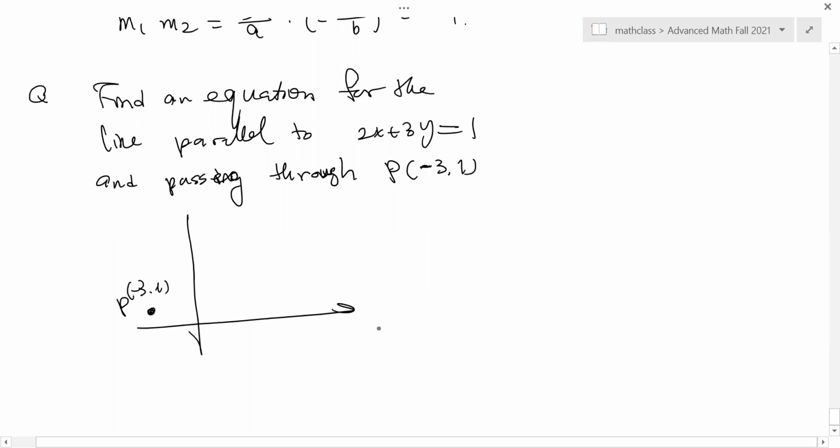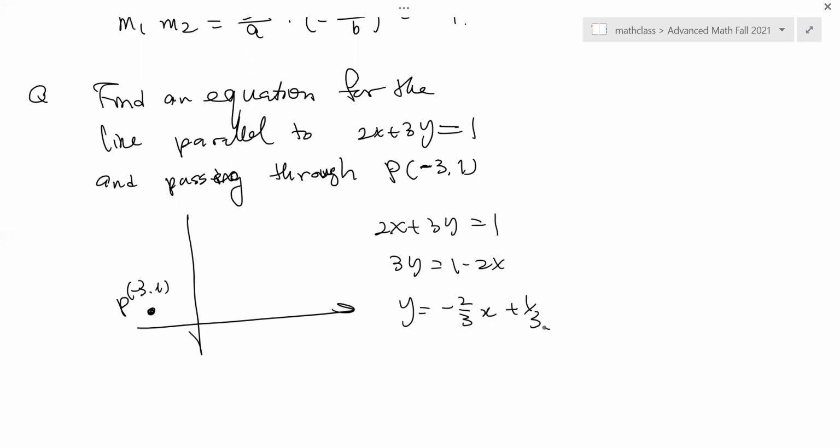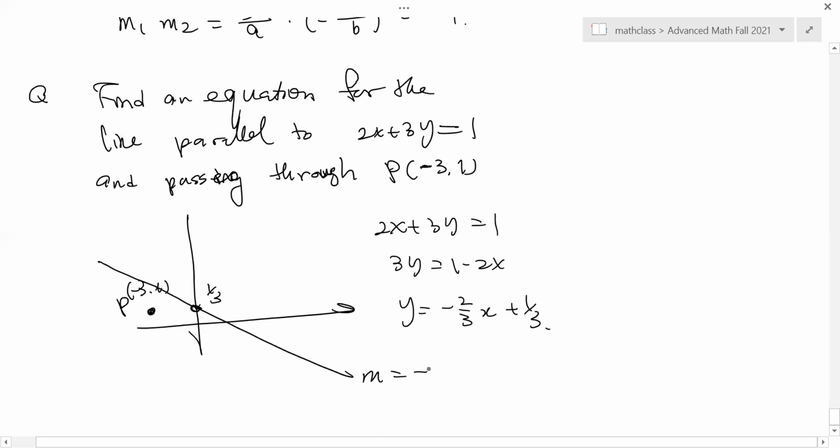So the line is parallel to the given line. So let's take a look at 2x plus 3y equals 1. So 3y equals 1 minus 2x. Y equals negative 2/3 x plus 1/3. That means this line passing through this point has a negative slope. So the slope is going to be negative 2 over 3.